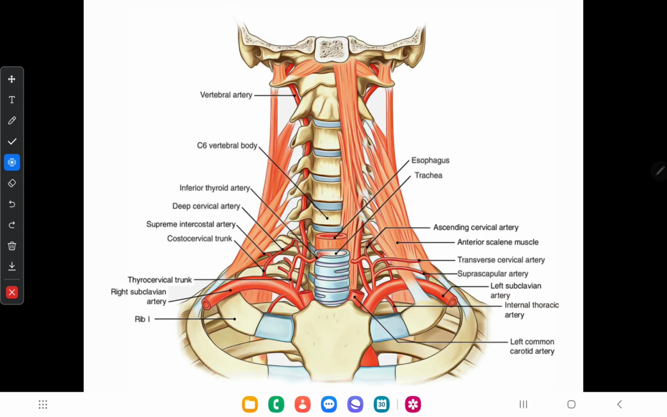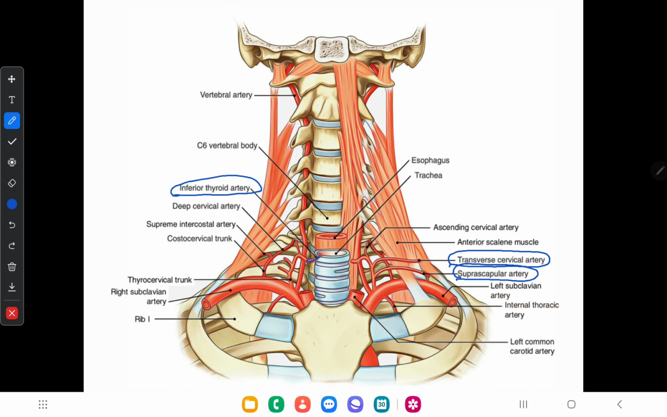Then the next artery arising from the first part of the subclavian artery is the thyrocervical trunk. Here you can see it originates distal to the vertebral artery. Here on this side, this is the thyrocervical trunk. From this thyrocervical trunk, it gives off three branches. They are the inferior thyroid artery.